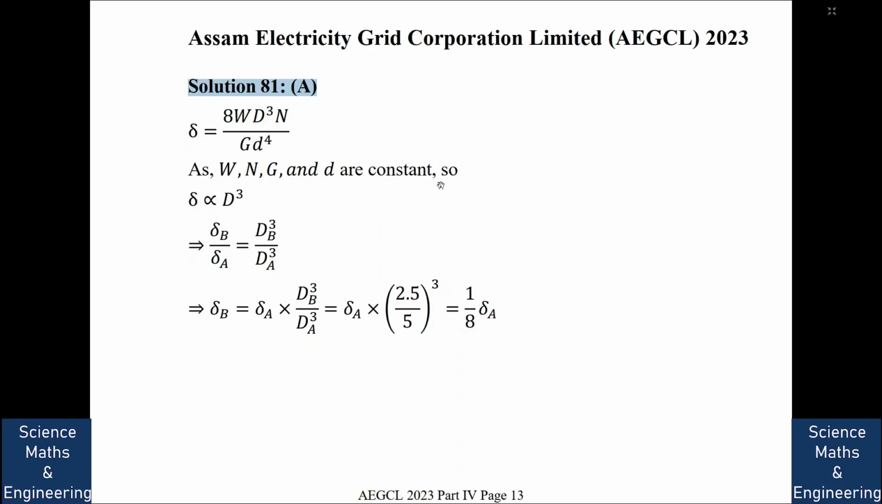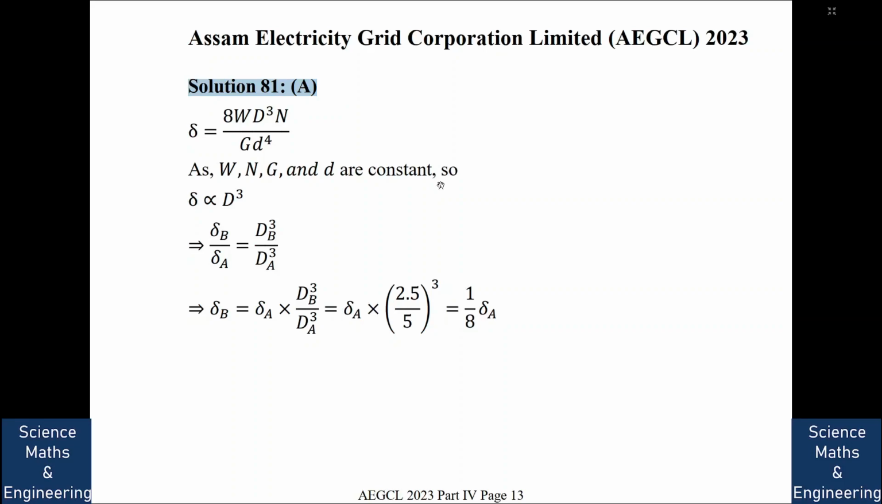So this deflection delta is equal to 8 W capital D cube into N divided by G into d to the power 4. Now here W is the load that is fixed, N is the number of coils that is also fixed, then capital G is the modulus of rigidity that is also fixed because it's the same material, and then small d is the diameter of the wire and it is also fixed. So these are all constant.